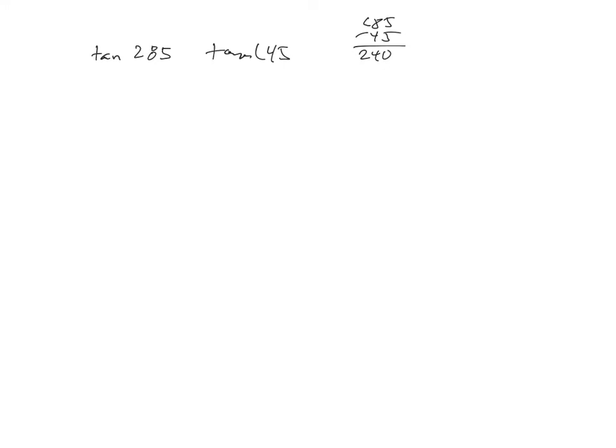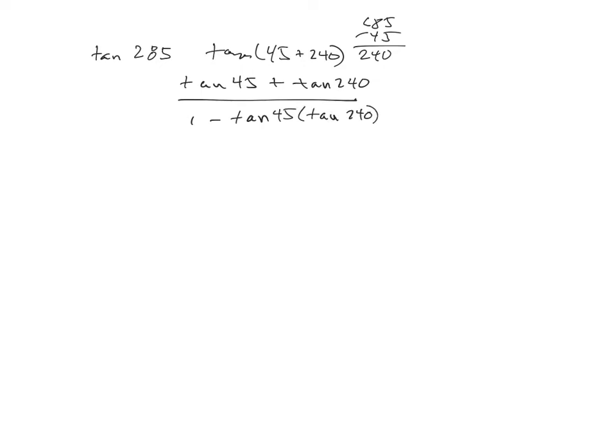So if you're not looking at a unit circle when you're doing this, get one, look at it. You'll know that 240 is on the unit circle. So the formula says that we're going to do the tangent of 45 plus the tangent of 240 divided by 1 minus tangent of 45 times the tangent of 240.